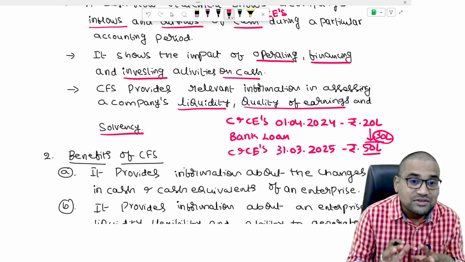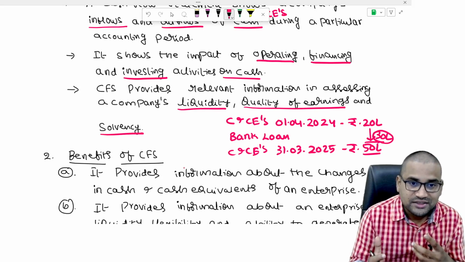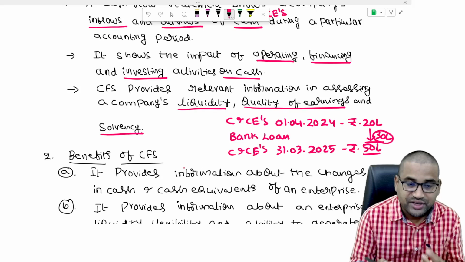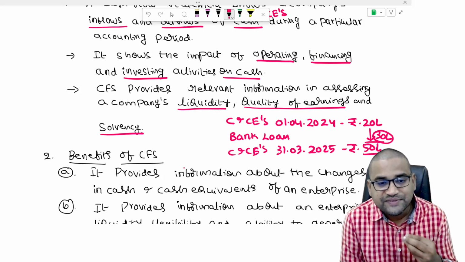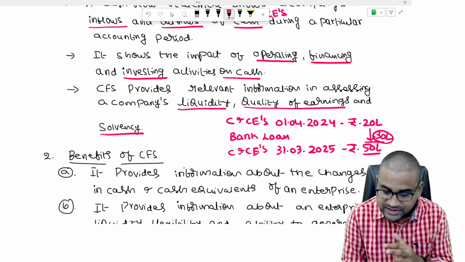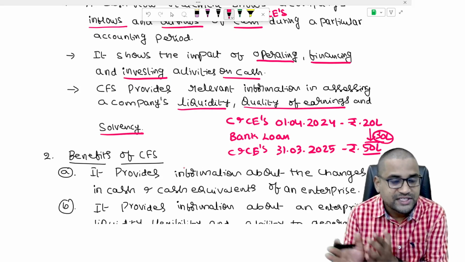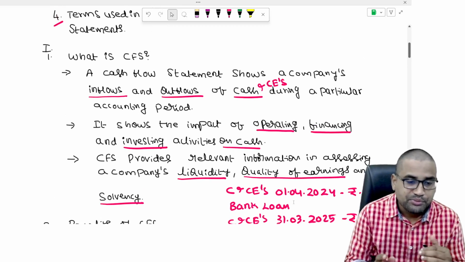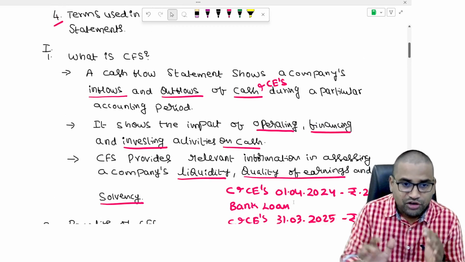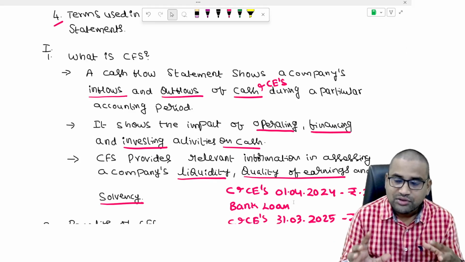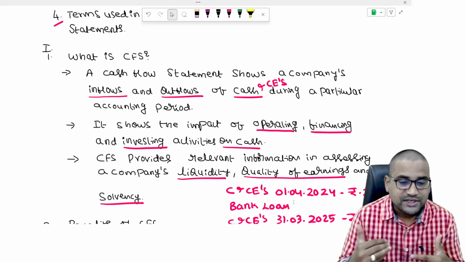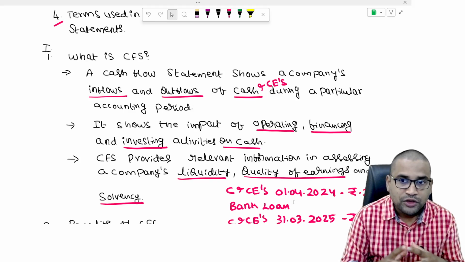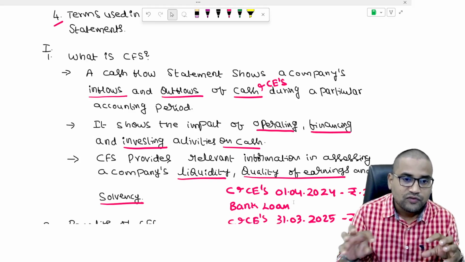This cash flow statement will help you identify how much cash we are generating from operating activities, investing activities, and financing activities. That's why this standard has classified the cash activities into three categories: operating, investing, and financing. So what is a cash flow statement? If somebody asks you, you have to tell it simply. In a business organization, a lot of cash transactions are done every year. Inflows will be there, outflows will be there.